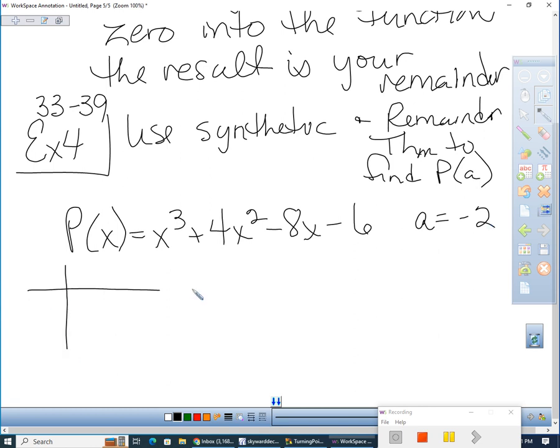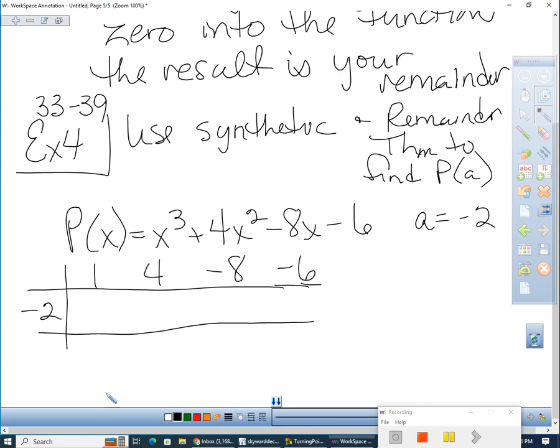I'm going to do a whole one-sided tic-tac-toe over here. I'm going to plug in my coefficients of 1, 4, negative 8, and negative 6. My zero is the A. I'm going to put that on the outside. I bring down my 1. Negative 2 times 1 is negative 2. Add it together. We get 2. Now we multiply. Negative 2 times 2 is negative 4. We add it together. Get negative 12. Negative 2 times negative 12 is 24. We add it together. We get 18. 18 is our remainder.